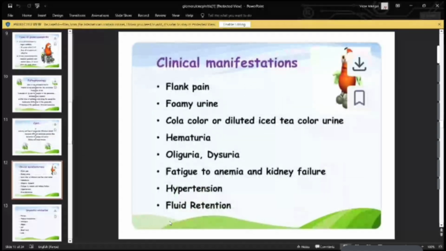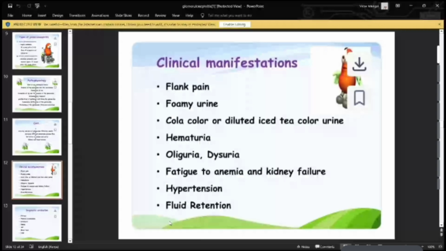So we have the clinical manifestations. So we have the flank pain, foamy urine, the cola-colored or diluted iced tea-colored urine. Then we have hematuria, oliguria, dysuria, then fatigue, anemia and kidney failure. We have hypertension and fluid retention.